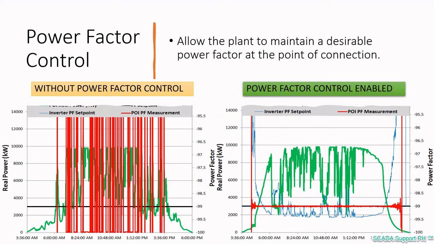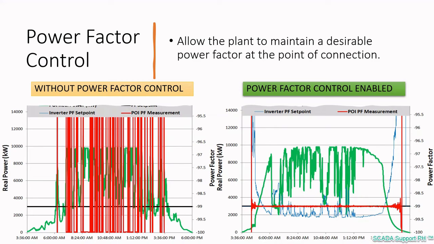Power factor control is an additional requirement in controlling reactive power, making sure that the plant can stick within the limits or maintain a desirable power factor at the point of interconnection. A couple of illustrations show a solar PV power plant's power factor measurement at the point of interconnection on a given day, represented by the red line trend.